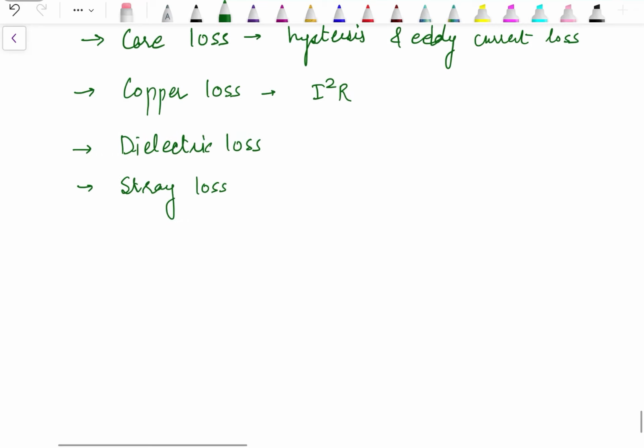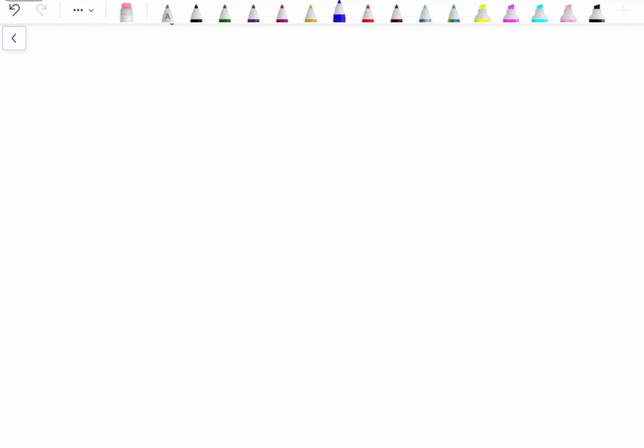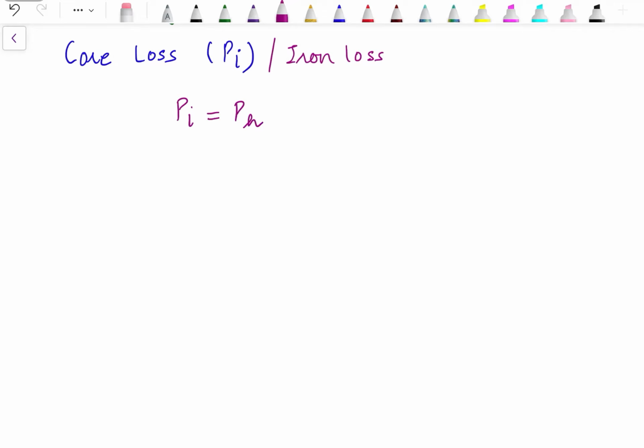The core losses are further consisting of two different losses. Core losses are denoted by Pi. They are also known as iron loss. Since core is made up of iron or some alloy of iron, that's why the name given to them is iron loss. They are denoted by Pi, and these losses are actually the sum of hysteresis loss, Ph, and Pe, that is eddy current loss. These both losses occur in the core.